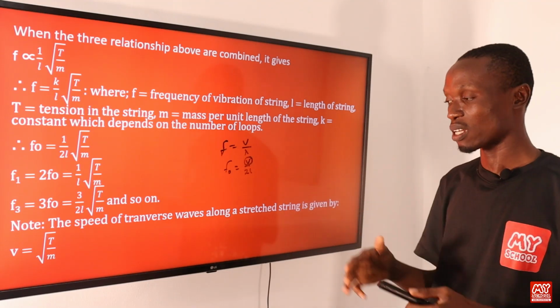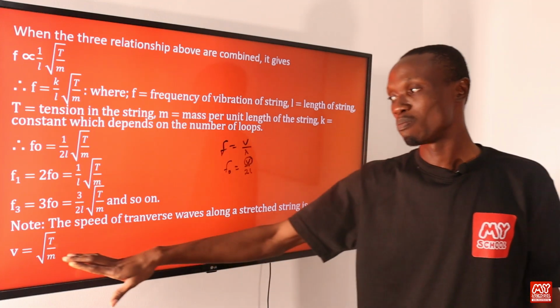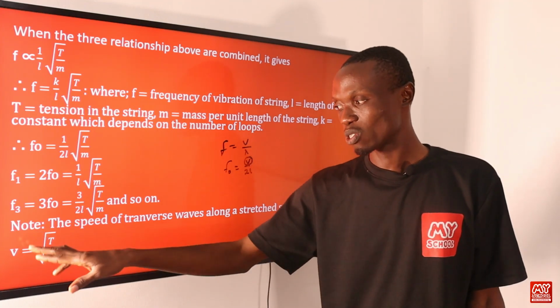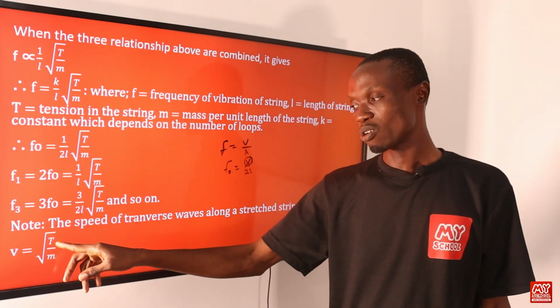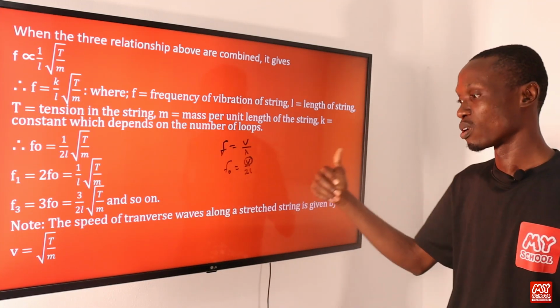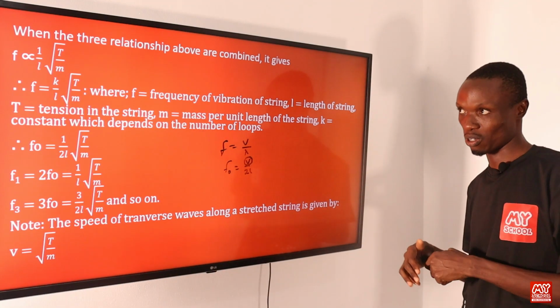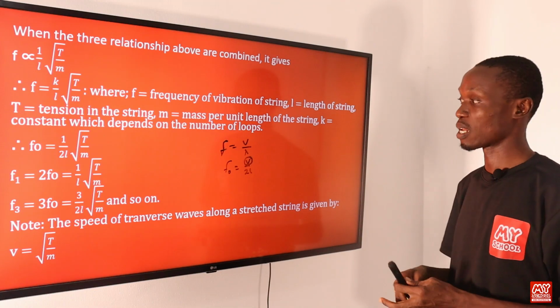If you are asked to calculate the speed of a transverse wave along a stretched string, you simply make use of this formula: V is equal to root T over M. But remember that T here stands for tension and M stands for mass per unit length of the string. Okay, so let's move to the next slide.